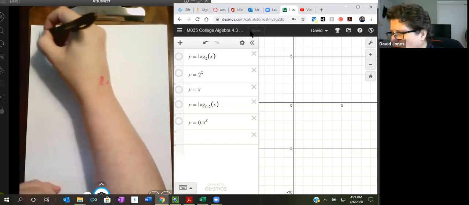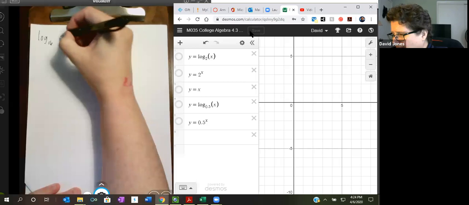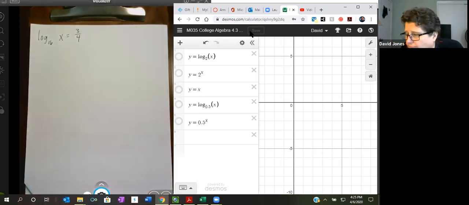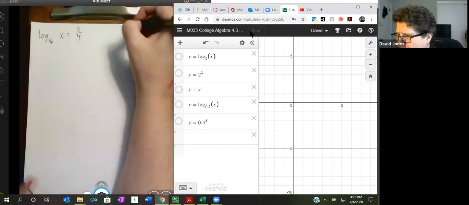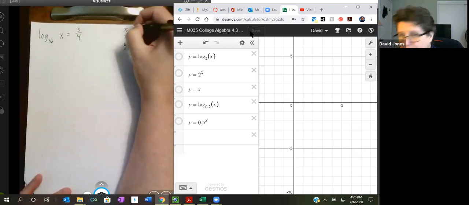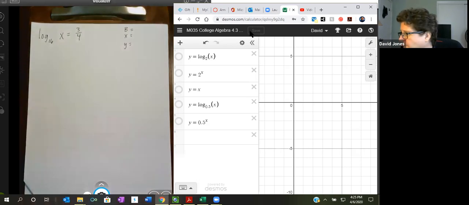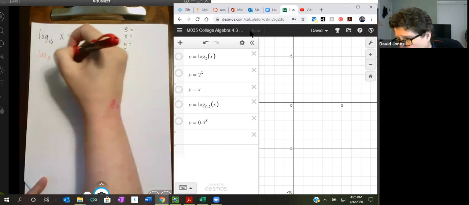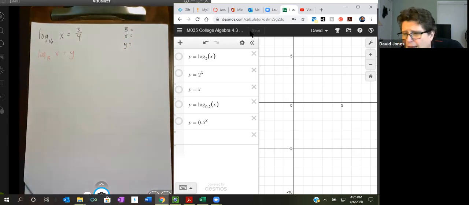So we're going to do log base 16 of x equals 3/4. Identify your b, your x, your y. And if it's necessary, rewrite the general form real quick. Log base b of x equals y. That way it might make it handy and easy to see what lines up.